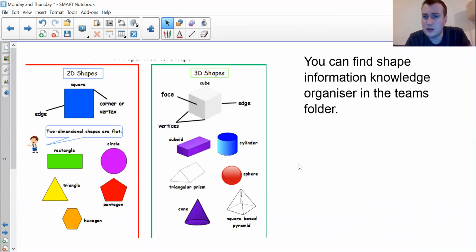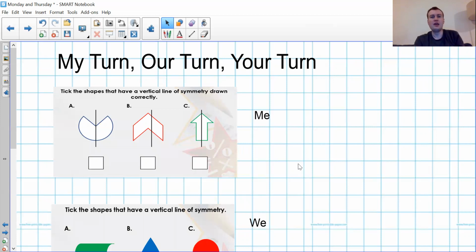So remember that information knowledge organizer is still in the teams folder where it was last term. So you can still use that if you're forgetting names of certain things. Okay, so here we have three shapes, all that someone has given it a go at putting a line of symmetry, all vertical lines of symmetry. We're only going to look at vertical today. We're not going to try with horizontal. We're just going to focus on vertical. Okay, so we're just looking at the up and down lines.